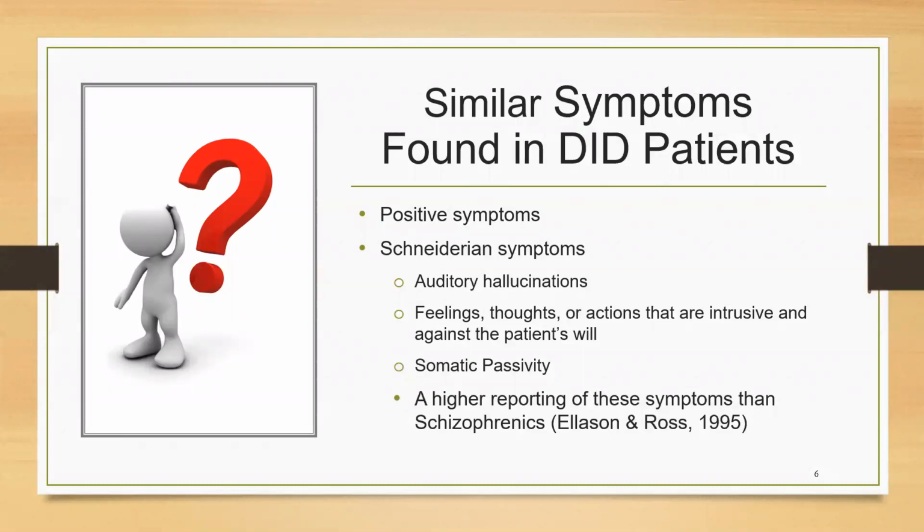Similar schizophrenic symptoms that are found in DID patients are mostly positive symptoms, and in those, Schneiderian symptoms. These include auditory hallucinations, thinking that you're hearing something that is in fact imagined, as well as feelings, thoughts, or actions that are intrusive and against the patient's will, which coincides with somatic passivity, which is feeling that an external force is putting or pushing its will onto you in the form of these feelings, thoughts, or actions. Interestingly, a higher reporting of these symptoms is found in DID patients than in schizophrenics.